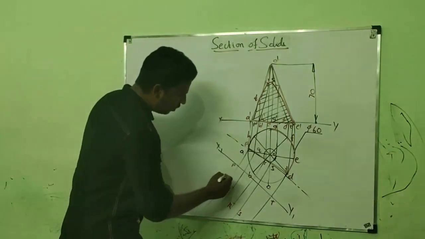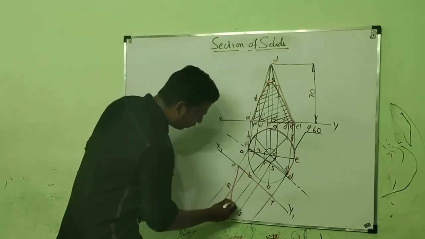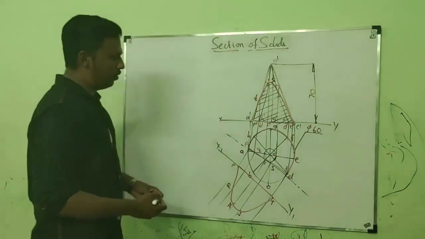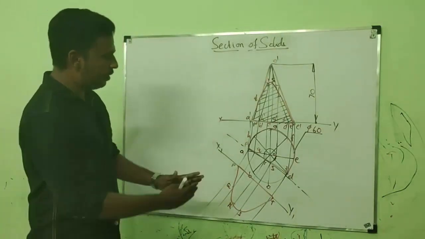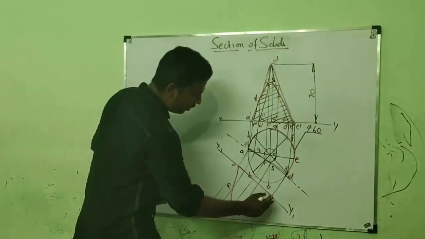So now we got the true shape of the section. That is similar to the section we had in the sectional front view, but it will be slightly enlarged, and this portion should be hatched.